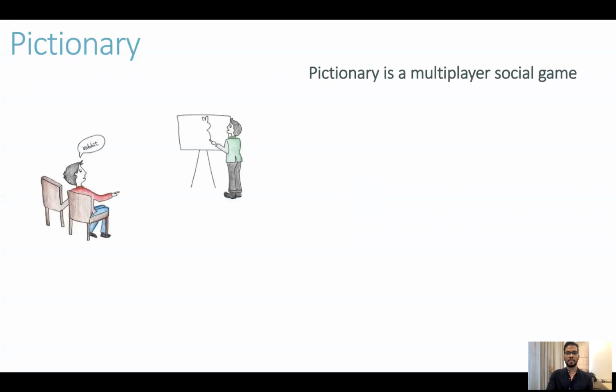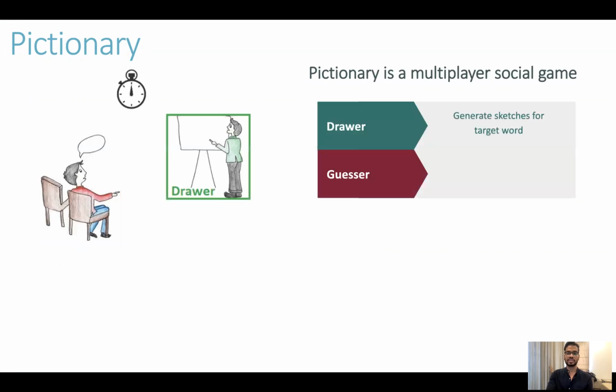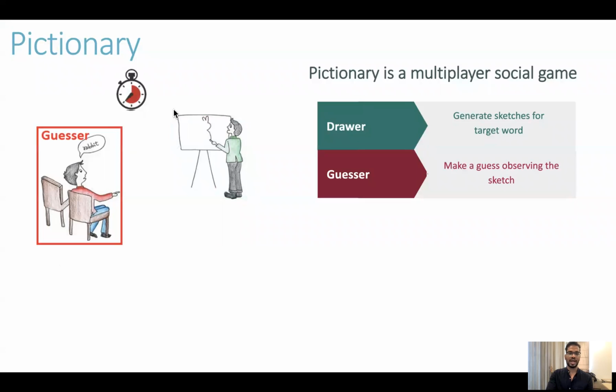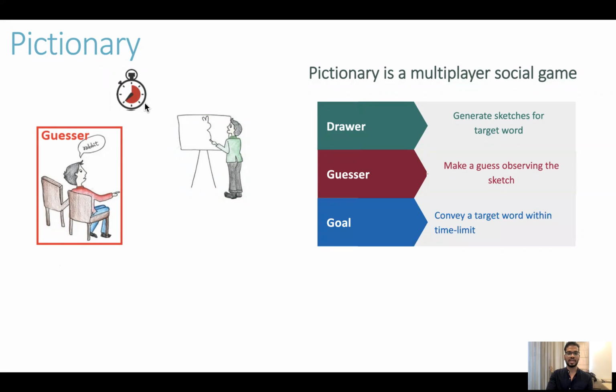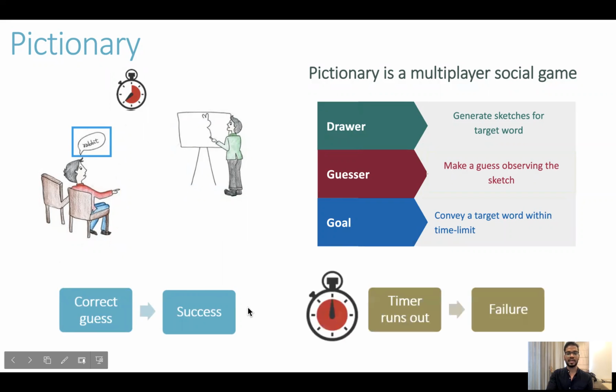Pictionary is a multiplayer social game where there is a drawer and a guesser. The drawer tries to sketch the word on the canvas. The guesser tries to make a guess observing the drawer and the sketch within the specified time limit. The goal of the game is for the drawer to convey the target word to the guesser within the specified time limit. If the guesser makes a correct guess within the time limit, that means success. And if the timer runs out and the guesser was not able to make the guess, that means failure.